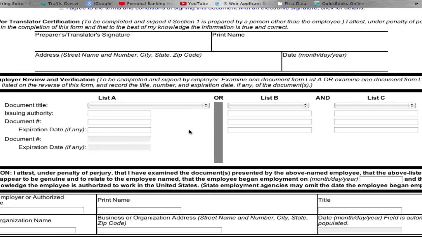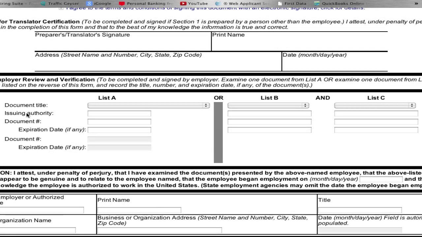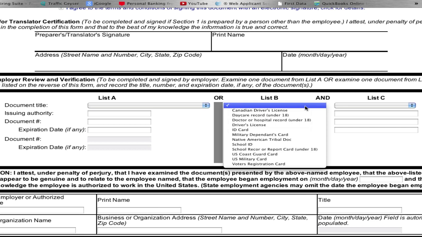When completing Section 2, the most common error we see is incorrectly filled out issuing authorities. Once you choose the document from either List A, B, or C, the next line is the issuing authority line. A common mistake is failing to identify the correct issuing authority found on the document. For example, a common document offered by new hires for List B is a driver's license, so naturally you choose driver's license from the drop-down menu.